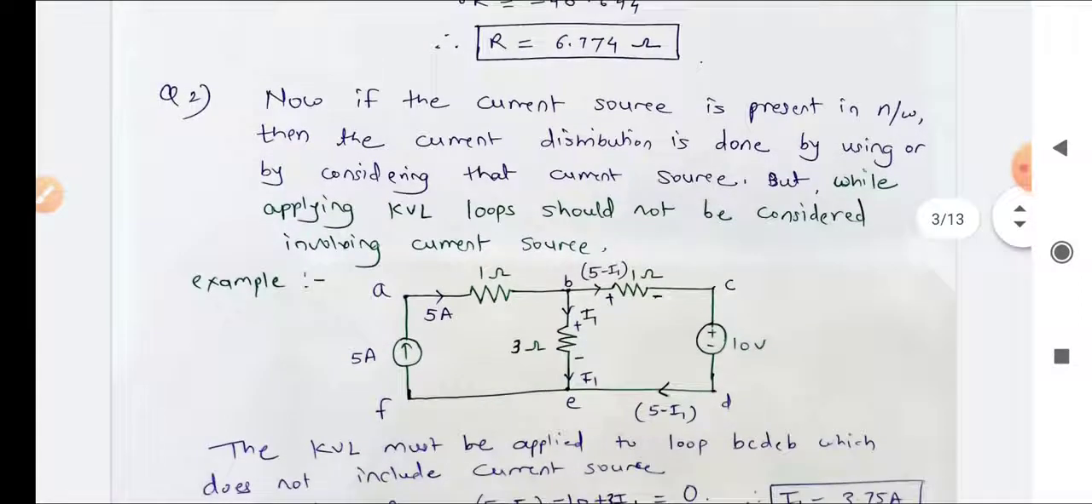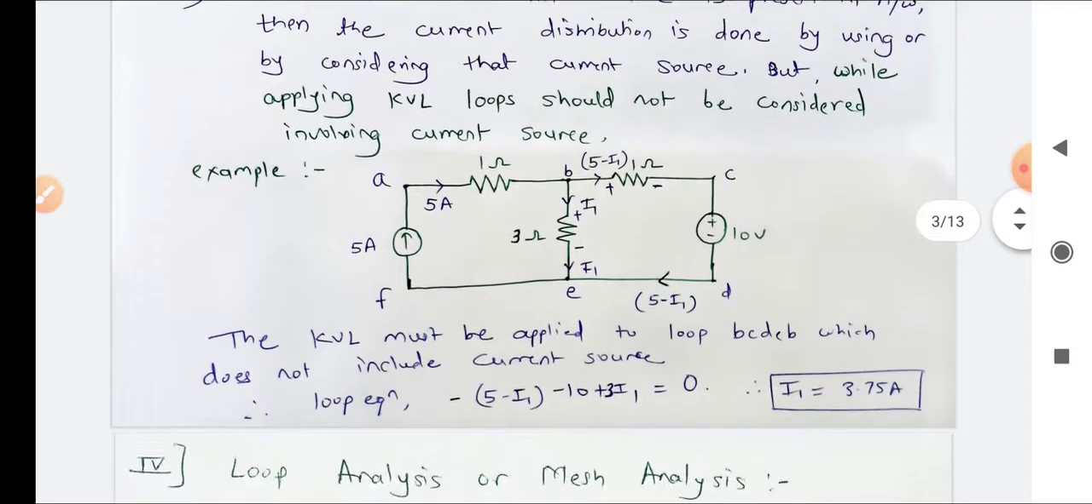By applying KVL equations, we find out the current as well as the value of resistance in the network. Now the question is, if a current source is present in the network, then what do we have to do? If the current source is present in the network, we do all the distribution of the current by using KCL, by considering that current source. But while applying KVL, we are not going to consider that loop in which the current source is present.